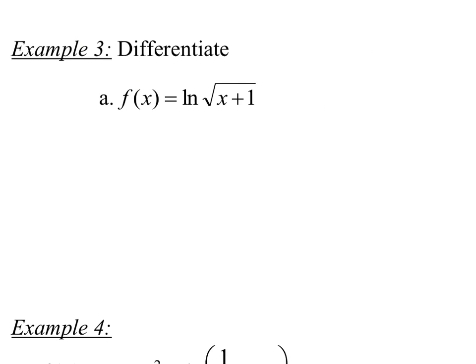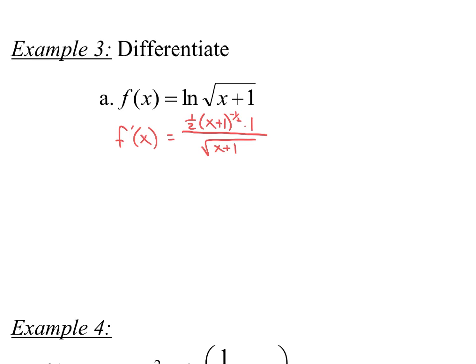Here's a couple more examples, just for some extra practice here. If I'm finding f prime of x, again, using my rule, it's going to be the derivative of the argument over the argument. So the derivative of the square root is 1/2 x plus 1 to the negative 1/2 times the derivative of the inside, which is just 1, over the square root of x plus 1.